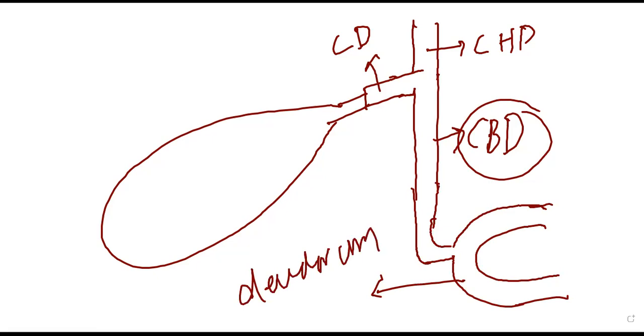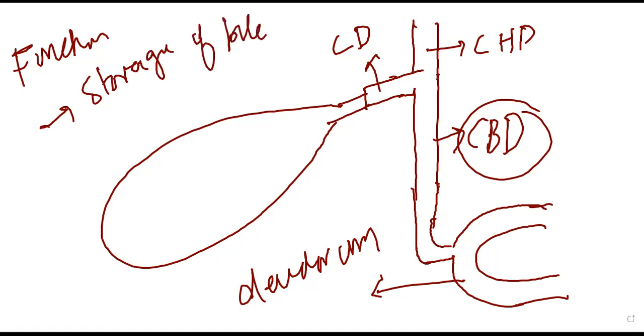The duodenum. Here comes the function of the gallbladder. So the gallbladder is the main site for the storage of bile. The liver is the organ which forms the bile, and the gallbladder is the organ which stores bile. Here bile is present.